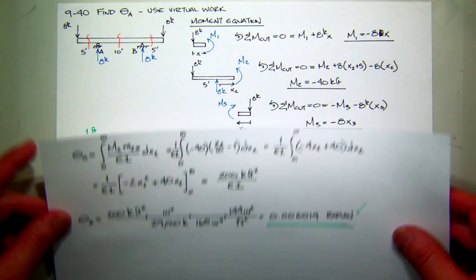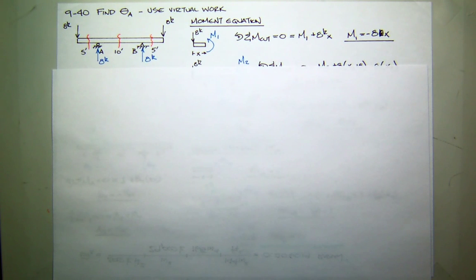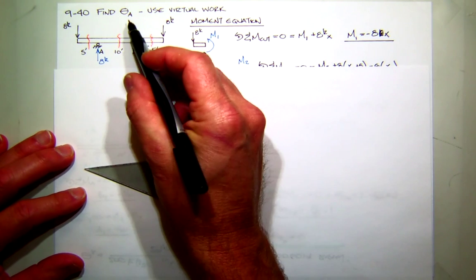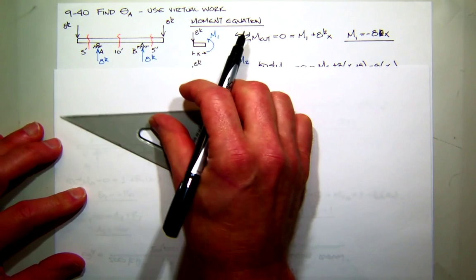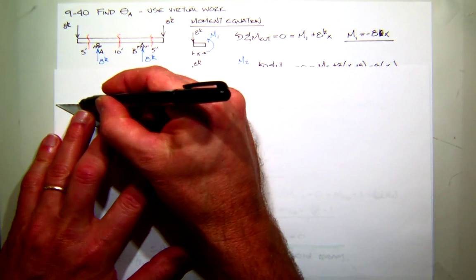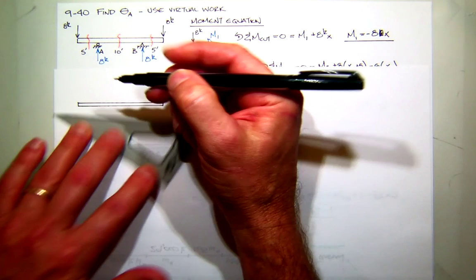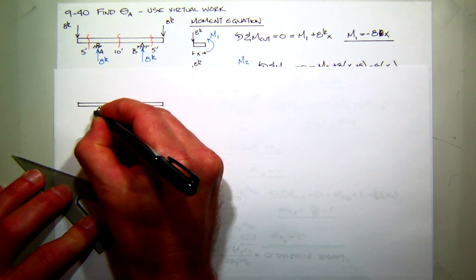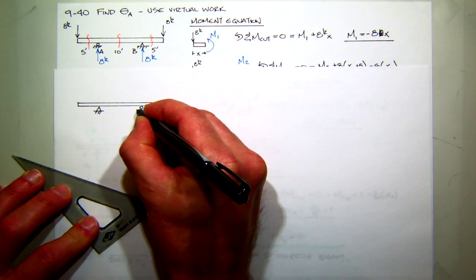Would you cut it to the left and right? Well, let's just look at it this way. If I work the same problem, except instead of wanting to find the slope at A, I want to find the displacement at the center. So what would my virtual beam look like? Well, I would still have my reactions, my supports. Oh, I drew that one backwards. That's okay. You get the idea.